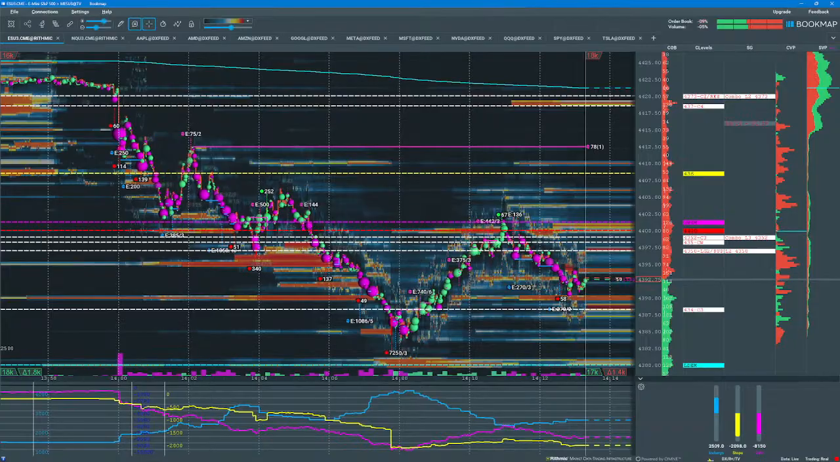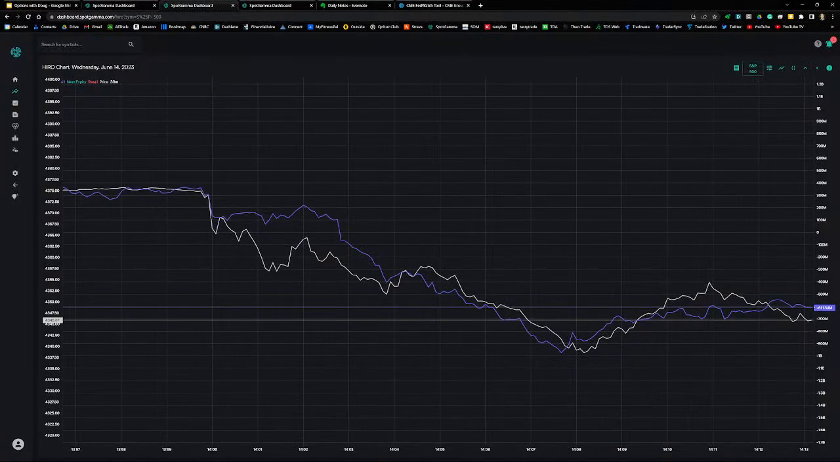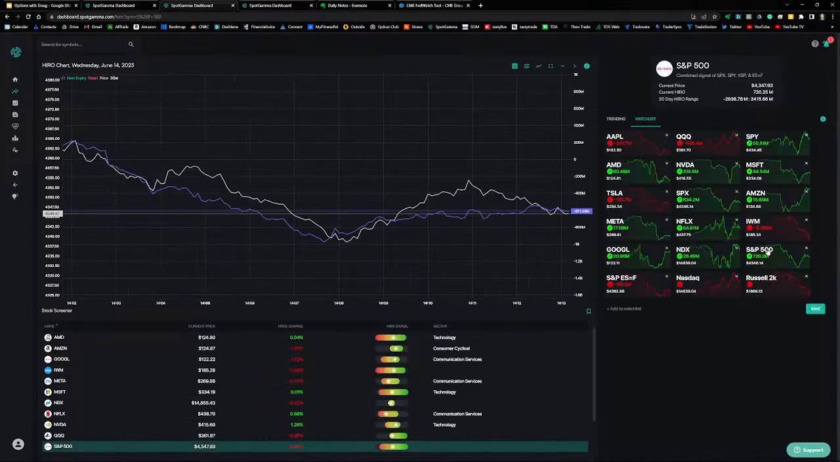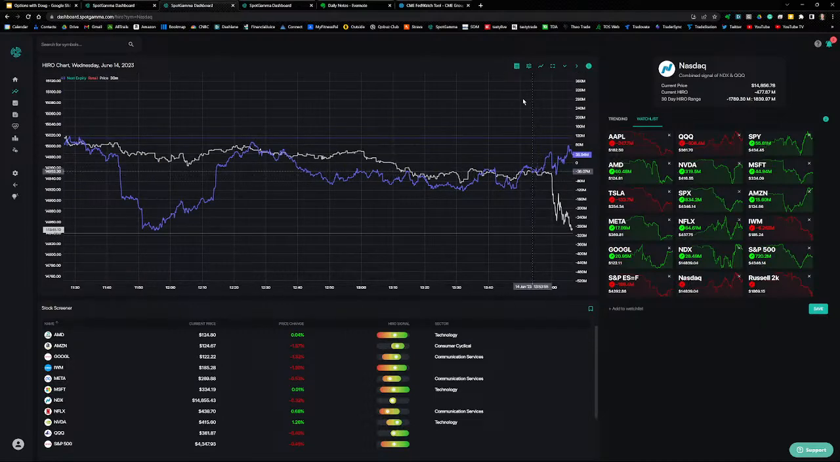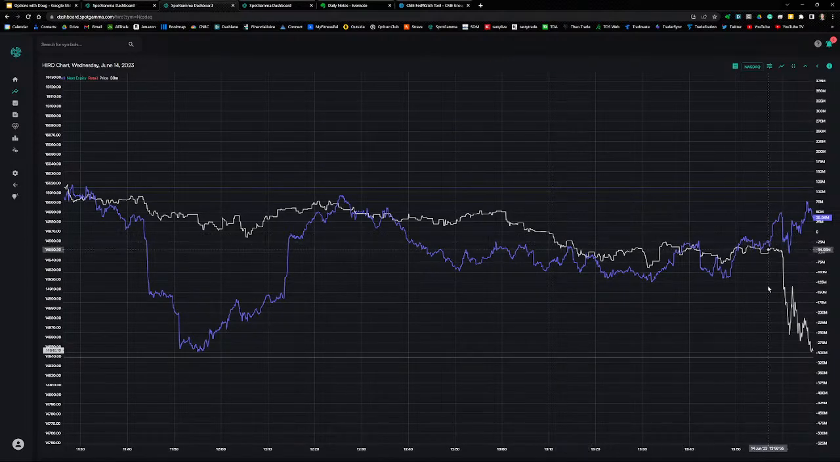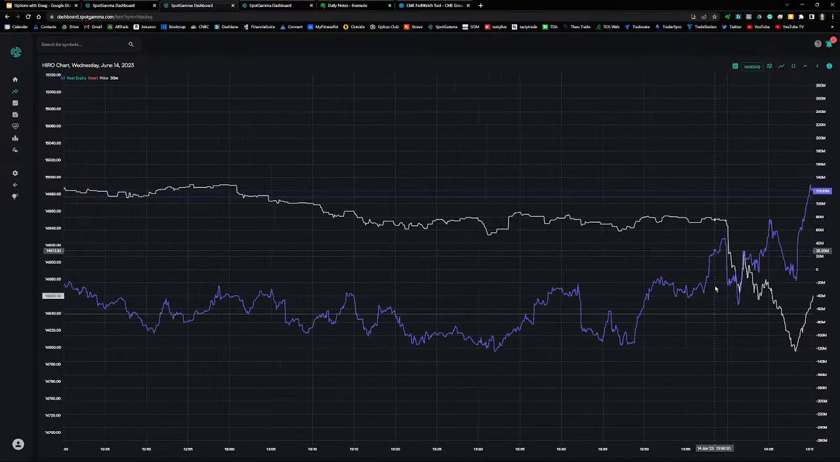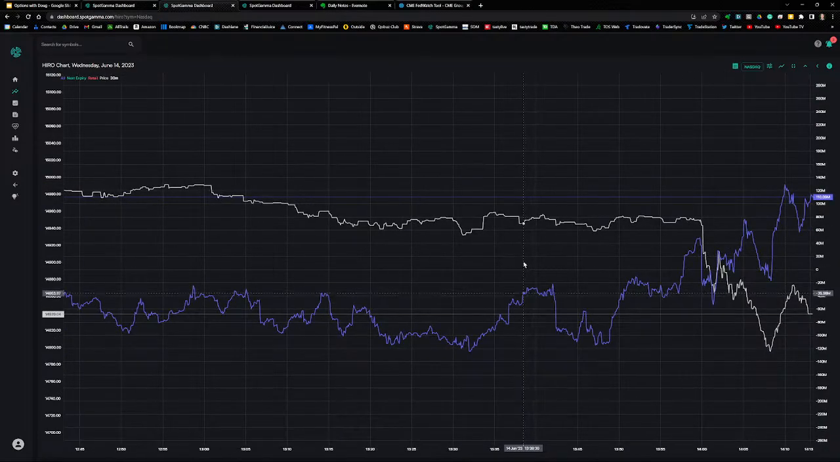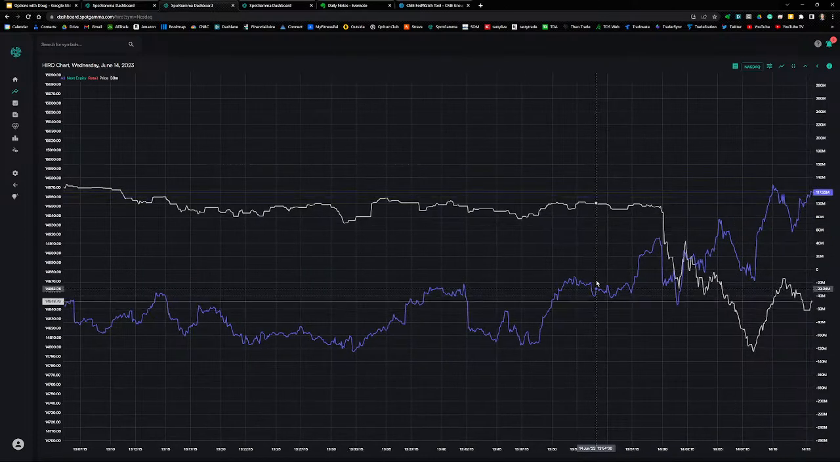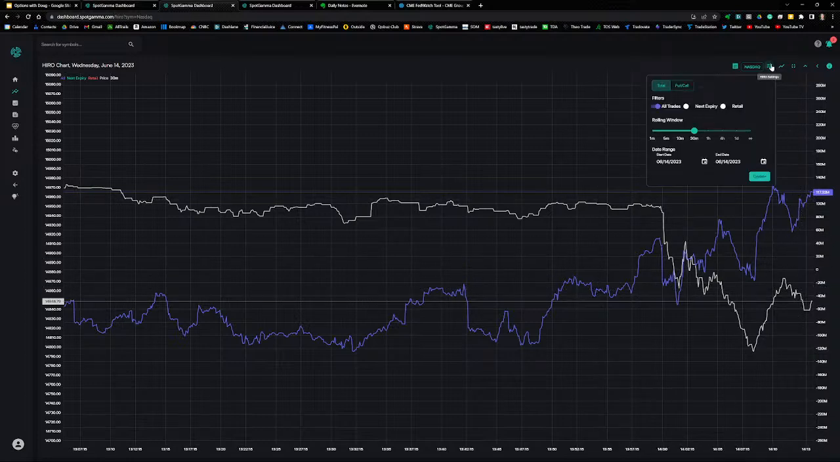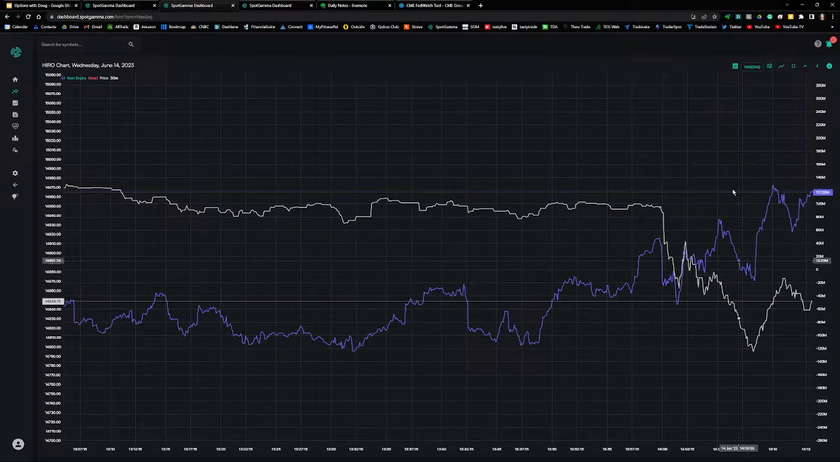Let's see what options traders are doing again. Let's go take a look at NASDAQ. This is a combined signal for NDX and QQQ, and they're taking positive delta positions, and that could potentially lead to a move higher in NASDAQ. Again, we're on a 30-minute rolling window period.